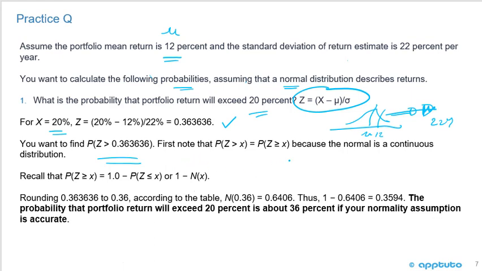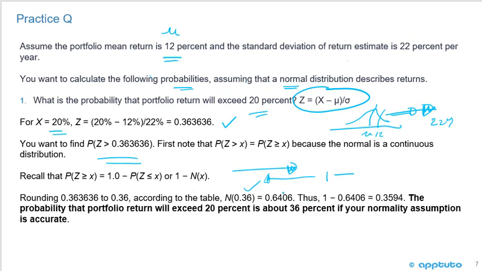So we want to find the probability that z is above 0.363636, okay? Remember, we're looking to the right. We want to know that the return is above 20%. So we're going to go to the z table, and we're going to round it to 0.36. We're going to look at the number, and to the right is going to be 1 minus, because remember when we look at the z table, that's giving us the probability to the left of that number, okay?